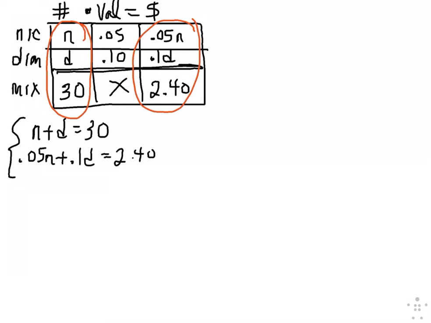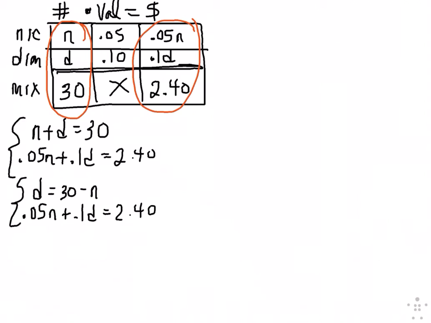So we could do this a bunch of different ways. I could solve the top equation for d, right? So d equals 30 minus n. And the bottom equation stays the same. 0.05n plus 0.1d equals 2.40. And now we could use substitution, right? We could take 30 minus n and put it in for d, right? So the bottom equation then becomes 0.05n plus 0.1 times d, which is 30 minus n, equals 2.40.